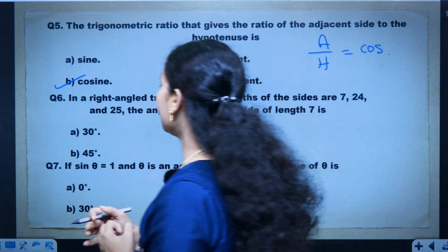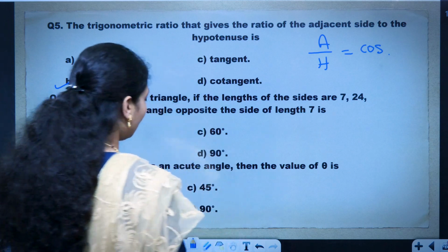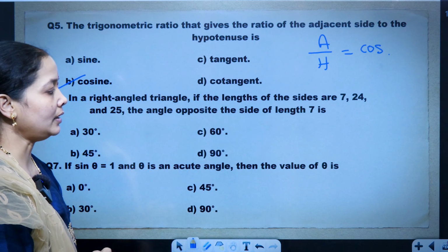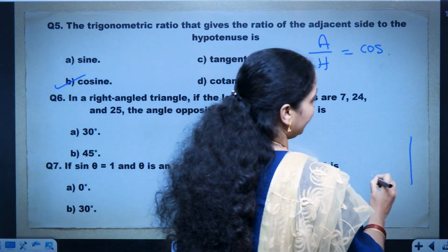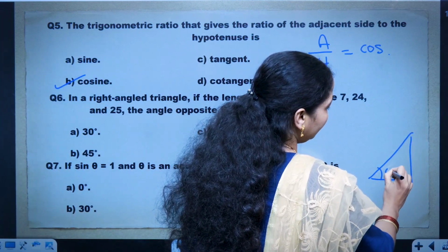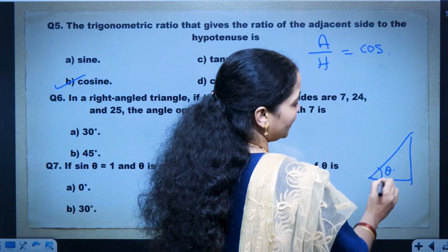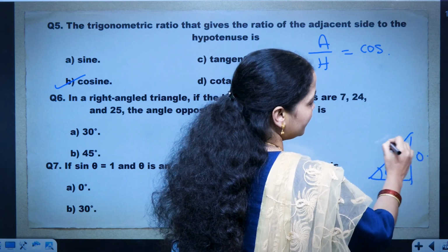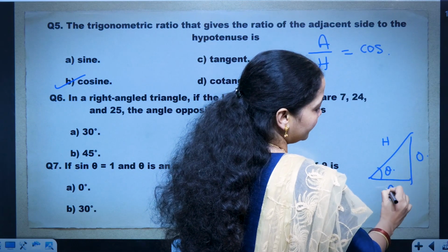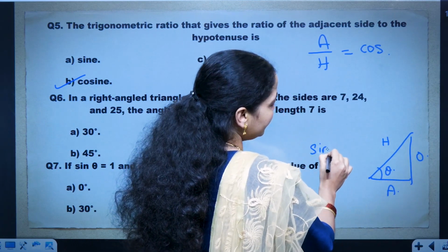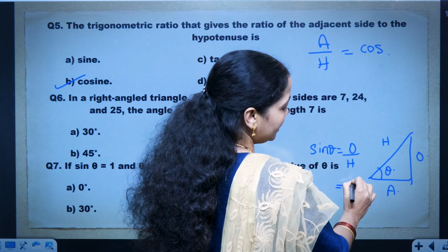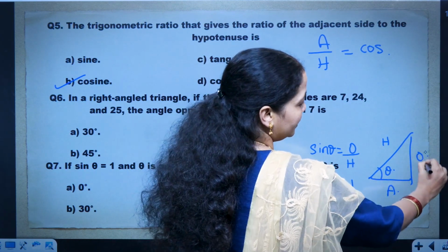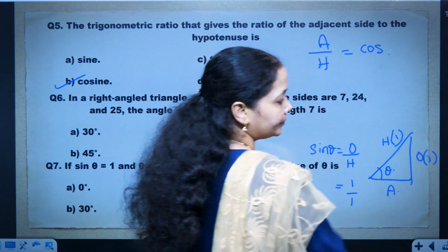In the seventh question, if sine theta is equal to 1 and theta is an acute angle, find the value of theta. Sine theta, we know that. I'll draw a right angle triangle. If this is my theta, they are telling sine theta is 1. For this angle, this is opposite, this is hypotenuse, and this is adjacent. I know that sine theta is equal to opposite by hypotenuse. So if sine theta is 1, it is 1 divided by 1. This is also 1, this is also 1.